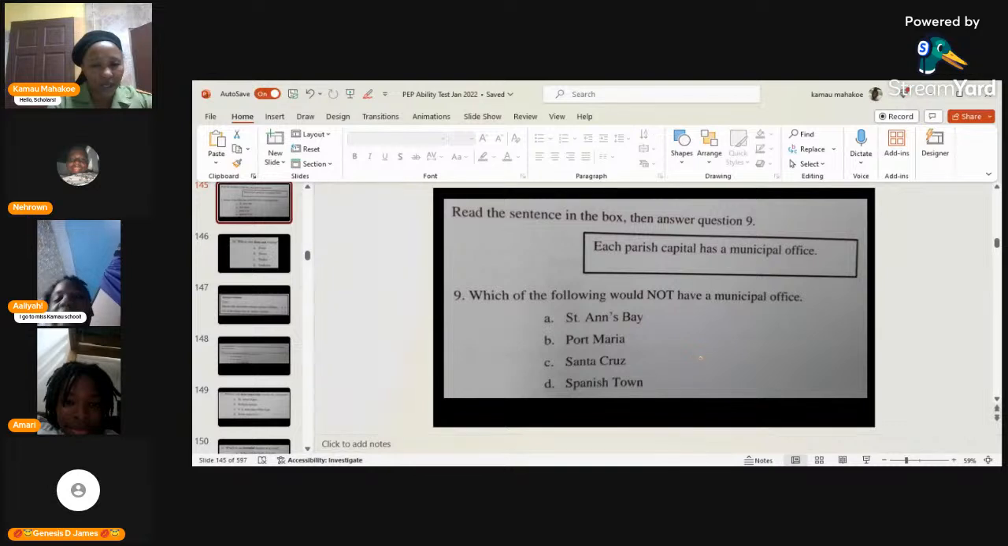Go again, please. Read the sentence in the box, then answer question 9. Each parish capital has a municipal office. Number 9. Which of the following would not have a municipal office? A. St. Anne's Bay. B. Port Maria. C. Santa Cruz. D. Spanish Town. All right, who wants to answer this question?